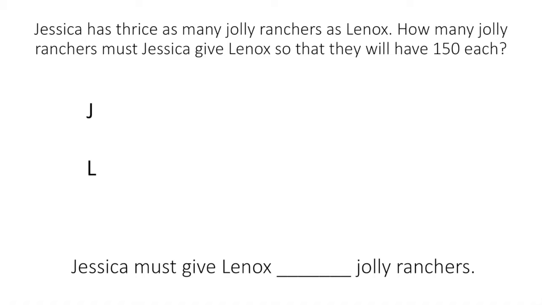It says she has thrice as many as Lennox. So if Lennox has 1 unit, Jessica has 3 units. It also says that they will each have 150 in the end. We know that they're starting with the same amount that they're going to end with. Jessica just has more than Lennox and will have to give some of hers away.